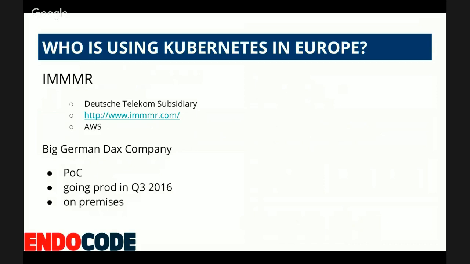Our companies are already using it. So there are a lot of examples from American companies. We have 2 examples from Germany. One is Immer, a Deutsche Telekom subsidiary. They are basing all their internal processes and the entire structure of the application onto Kubernetes, and they use it in the Amazon cloud. There is another big German DAX company, so they have finished their proof of concept and they want to get productive on a bare metal cluster in their own data centers in the 3rd quarter of this year. So yes, people are using it and they are quite excited about how they can manage their infrastructure with Kubernetes easier than ever before.